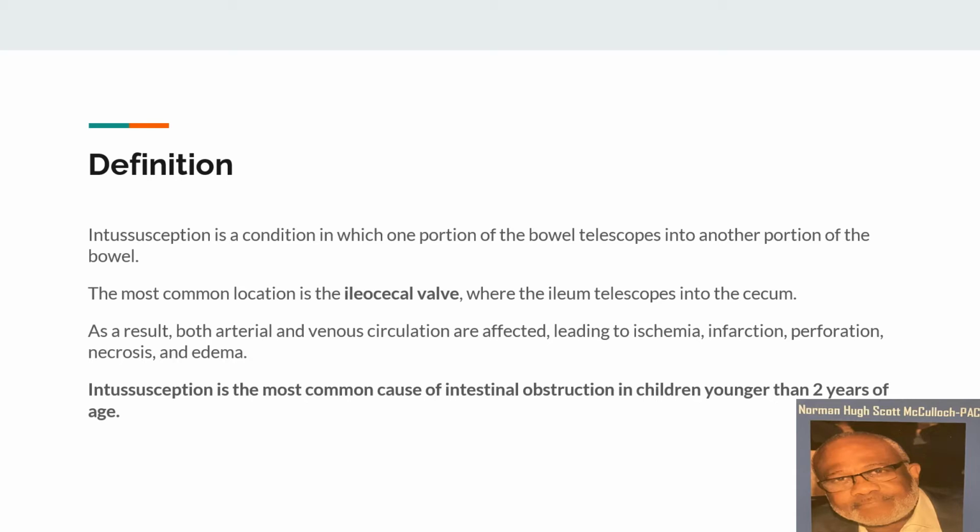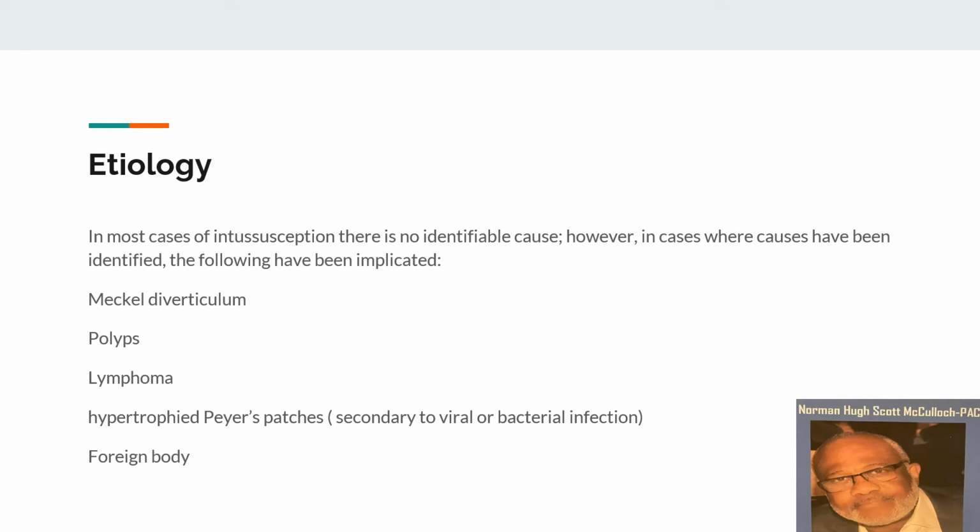Intussusception is the most common cause of intestinal obstruction in children younger than 2 years of age. The etiology. In most cases of intussusception, there is no identifiable cause. However, in cases where causes have been identified, the following have been implicated. Number 1, Meckel's diverticulum. Number 2, polyps. Number 3, lymphoma. Number 4, hypertrophied Peyer's patches, which is actually secondary to viral or bacterial infection. And number 5, foreign body.